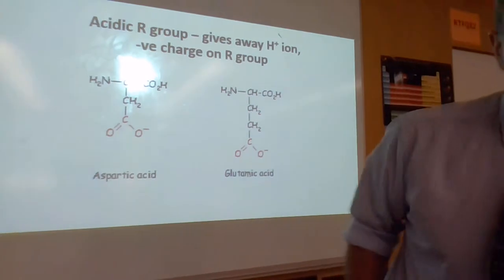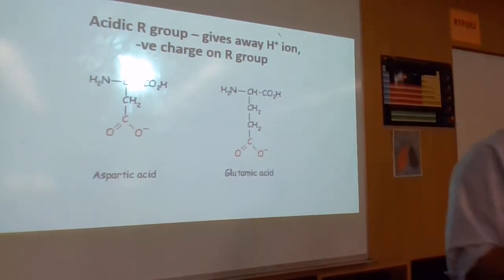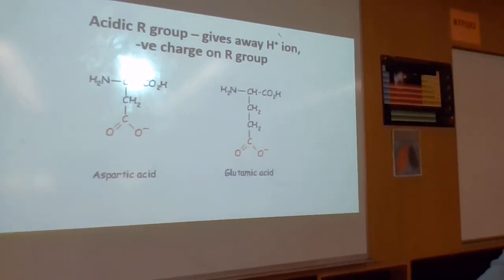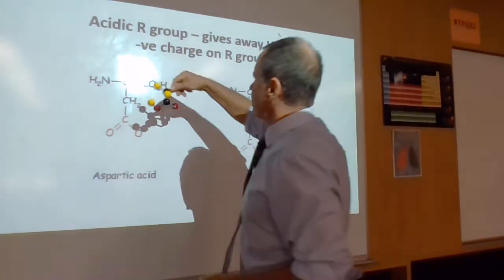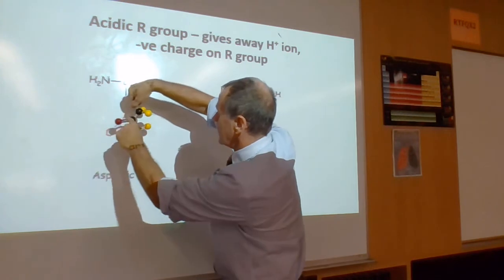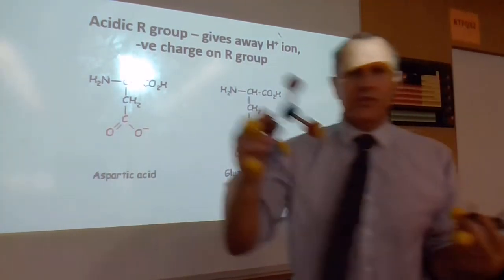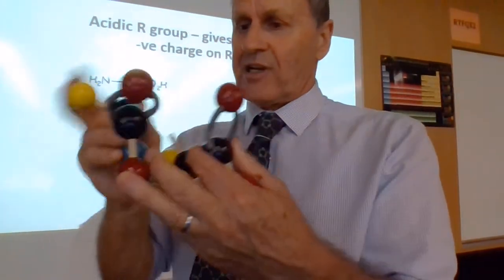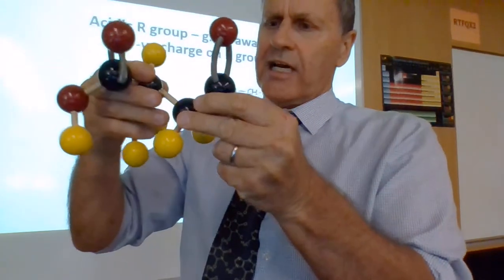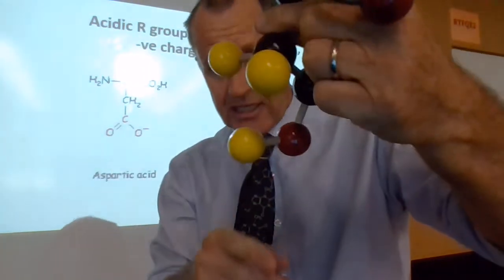So now we'll move to something else that's a bit more than a polar R group. I've got the wrong one. Here we go. So I've got this one now. I've got a CH2 here and a C double bond and an OH there. And if I attach that to my base model of an amino acid, here it is. And what I've got now is a mess. What I've got now is an acidic R group.